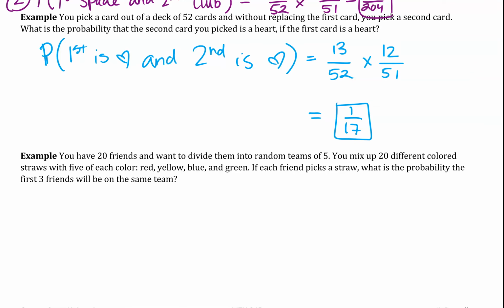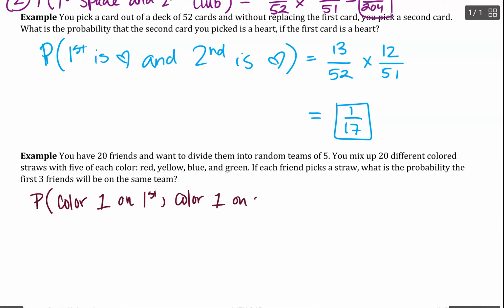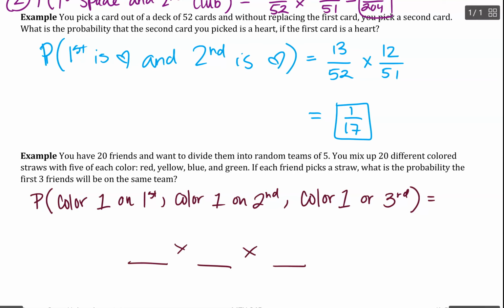Okay, so really we want the probability of some color, we'll call it color 1, on the first pick. We want that same color 1 on the second pick. And we want that same color 1, whatever that color is, on the third pick. So how are we going to do that? We know there's going to be those 3 probabilities. As long as they account for the information prior, we can multiply them.